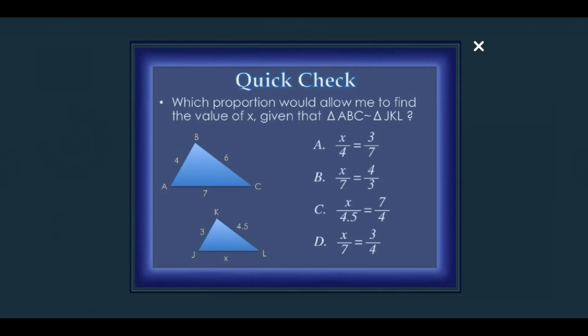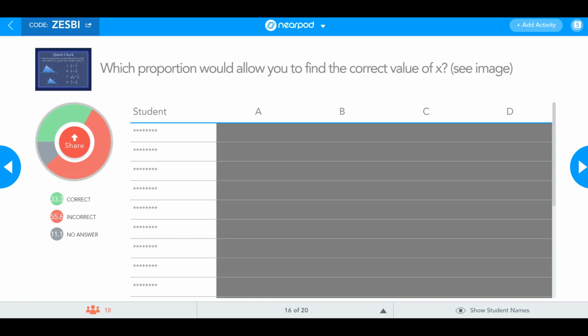So that you can, if you look at the diagram, pull it up again, so that you can see the reason D is the correct answer. X matches up with 7. So since I went from the bottom triangle to the top triangle in the first ratio, I have to do the same thing and go from bottom to top in the second ratio.